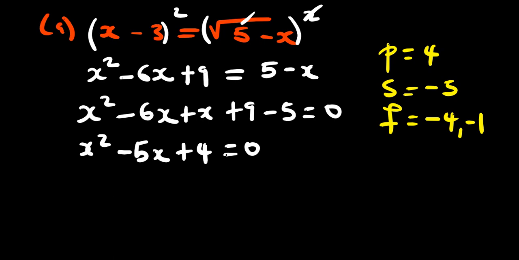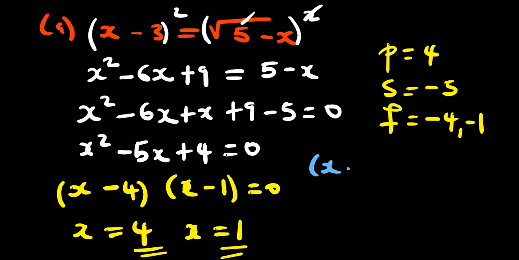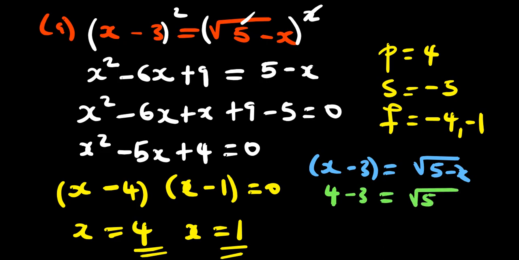So what our solution is going to be? It will be x minus 4, x minus 1 is equal to 0. So therefore the values of x, we have x is equal to 4 and x is equal to 1. Now these are the solutions that we have. Then like we earlier said, test your solutions in the actual equation to see if they really satisfy the equation. So we've got x minus 3 is equal to the square root of 5 minus x. Let's start with 4. If we put 4 here, 4 minus 3 is equal to the square root of 5 minus 4.